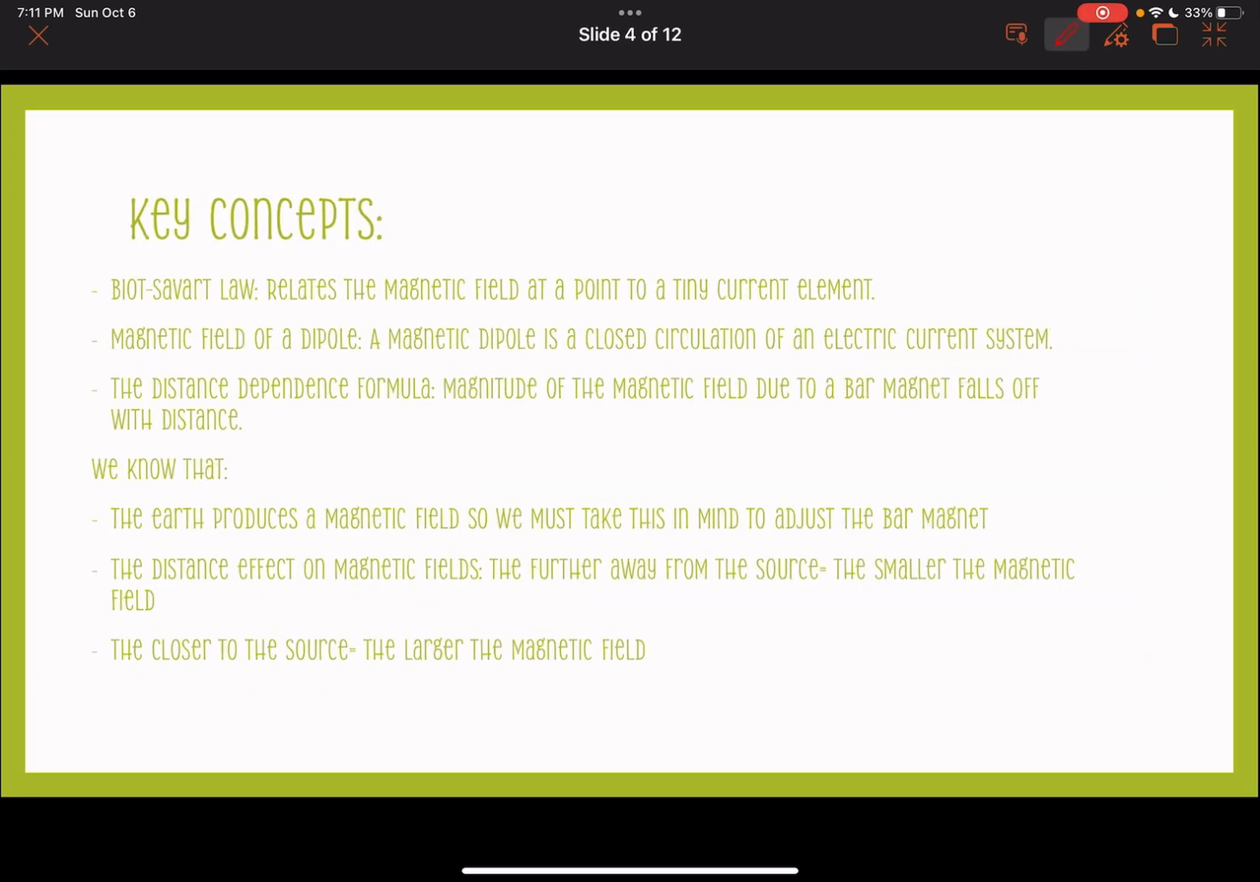So these are the key concepts we're going to use. We're going to use Biot-Savart's law, which relates the magnetic field at a point to a tiny current element, the magnetic field of a dipole, and the distance dependence formula, which we will discuss in a little bit, along with the formulas that we derive from these. We also know that the Earth produces a magnetic field, so we must keep this in mind to adjust the bar magnet. The distance effect on magnetic fields is that the further away from the source, the smaller the magnetic field, and the closer to the source, the larger the magnetic field.